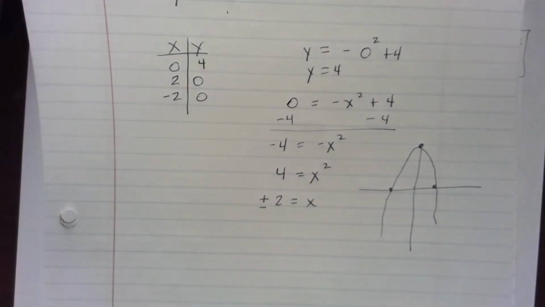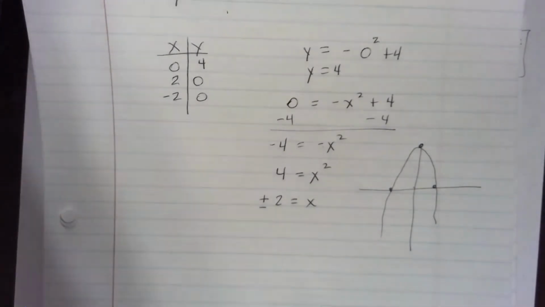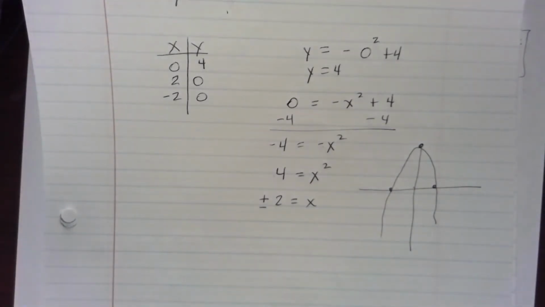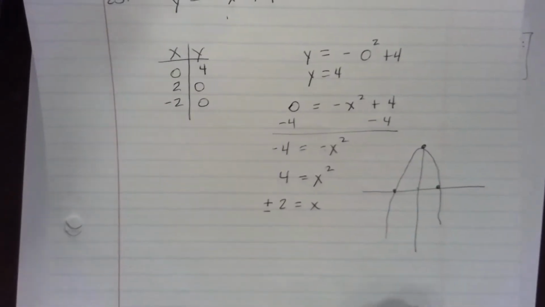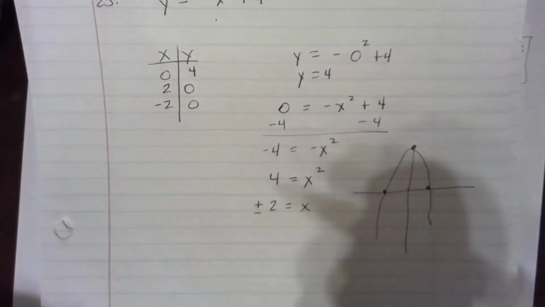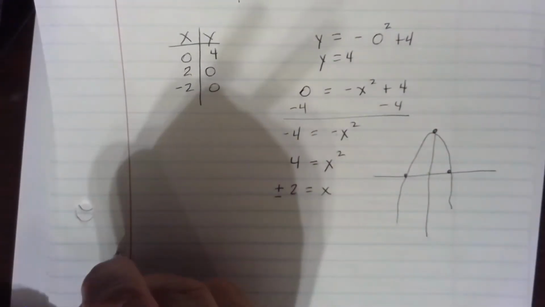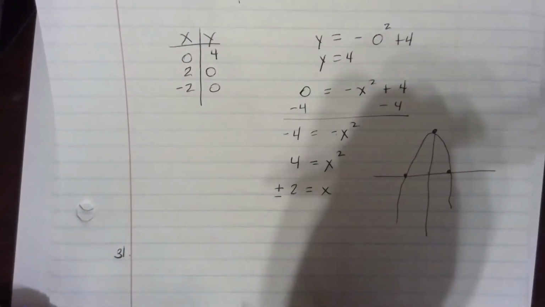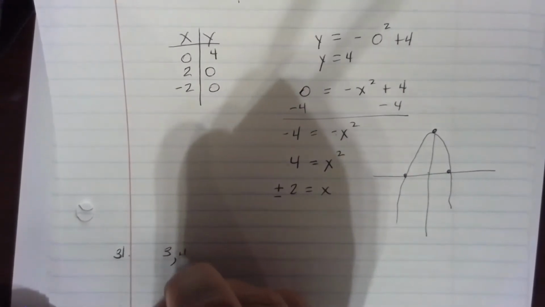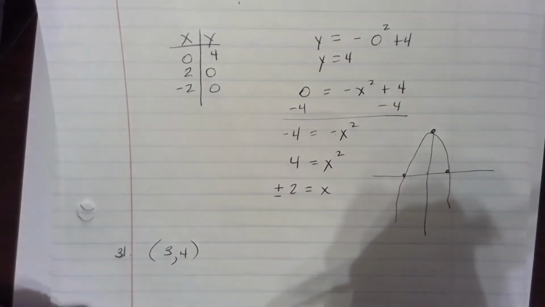Then we go next to problem number, oh, I'm sorry. I am so sorry. I did not read all the directions. Let me just back right on up. All right. It always helps to read the directions. I'm on problem number 31. And it gives me the point 3, 4, but it tells me more than just to graph it.